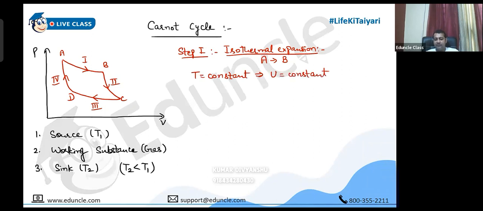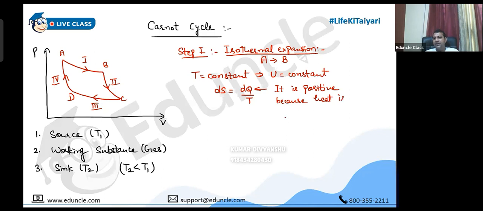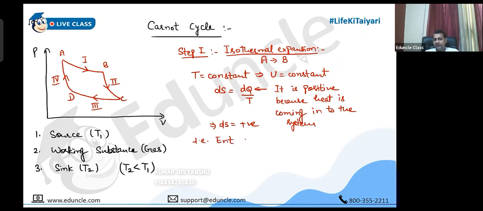Okay, and entropy, TS is dq by T, na? And dq, it is positive. Why is it positive? Because heat is coming into the system. System is absorbing heat, na, from the source. So heat content of the system will increase. Means dq is positive. If dq is positive, it means the ds is positive. If ds is positive, means entropy increases.